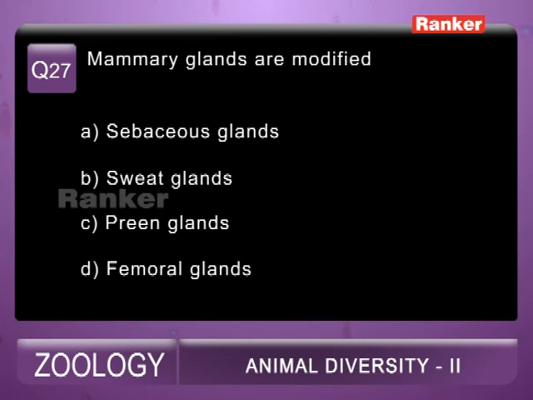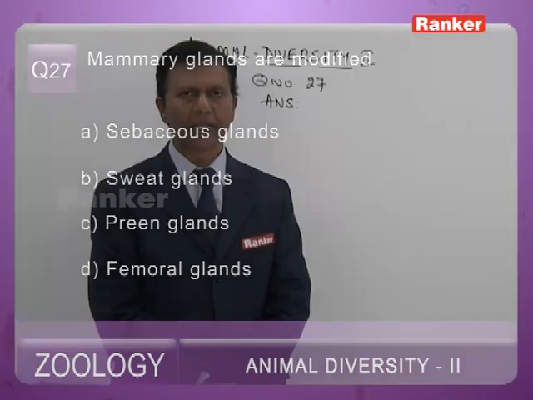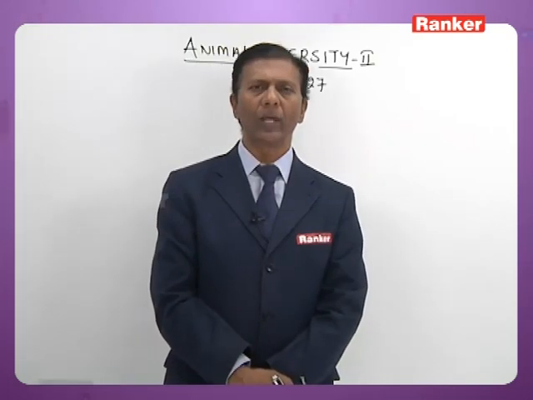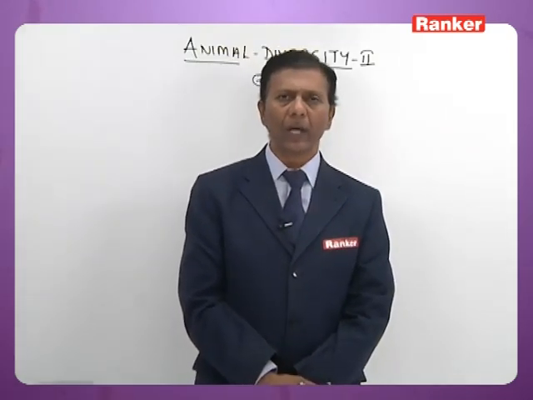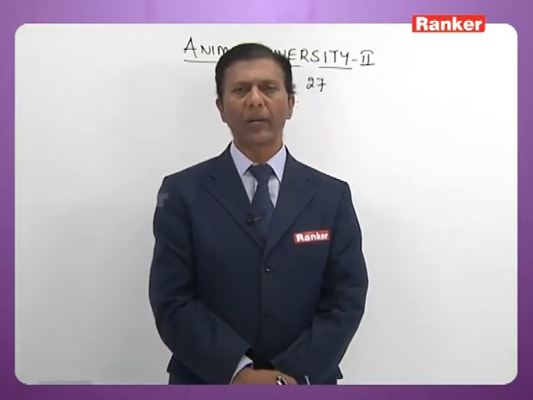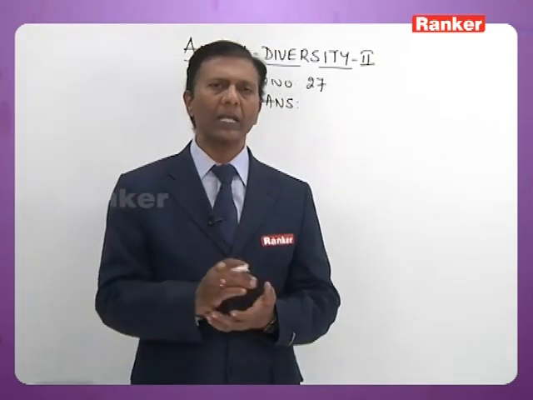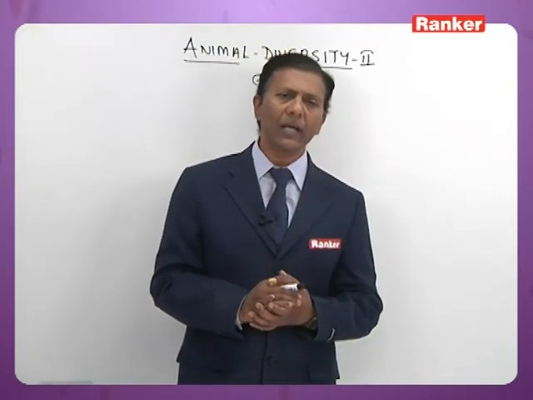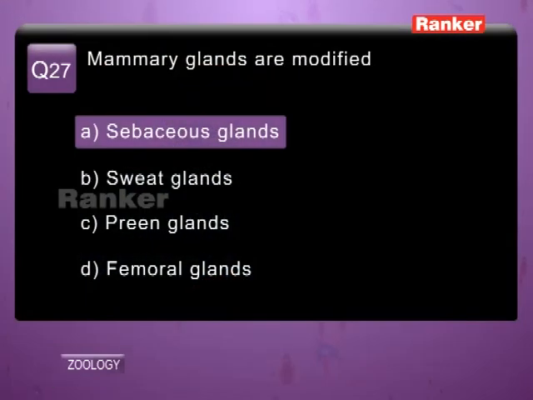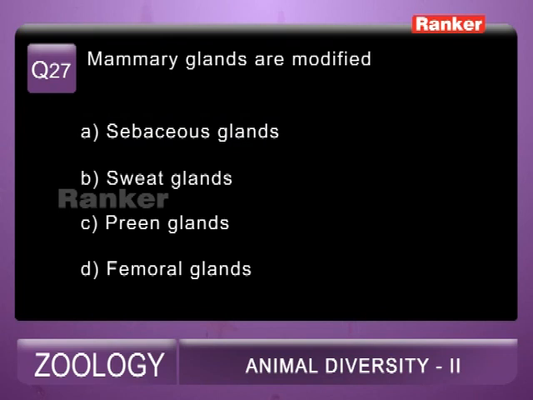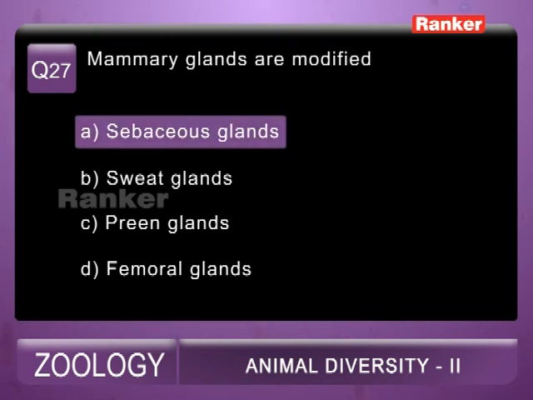Now 27th question. Mammary glands are modified A, sebaceous glands, B, sweat glands, C, preen glands, D, femoral glands. Mammary glands in mammals are modified sebaceous glands, while only in Prototheria they are modified sweat glands. In Metatheria and Eutheria they are modified sebaceous glands. So 27th question correct answer is A, sebaceous glands.